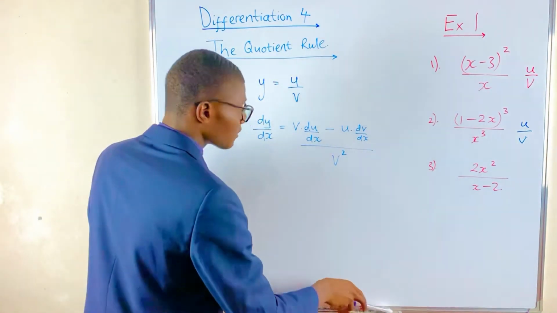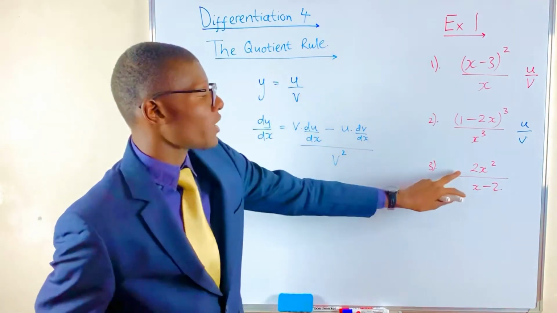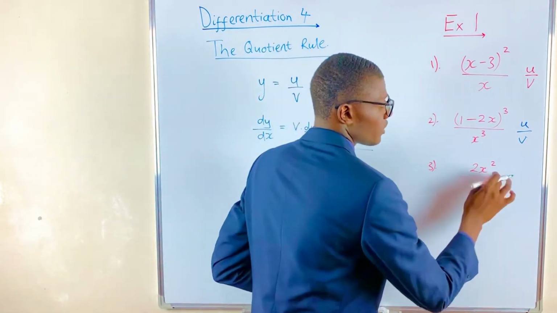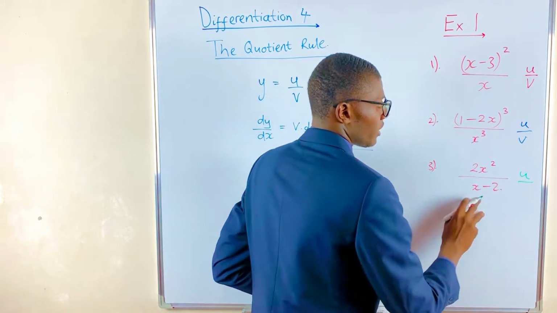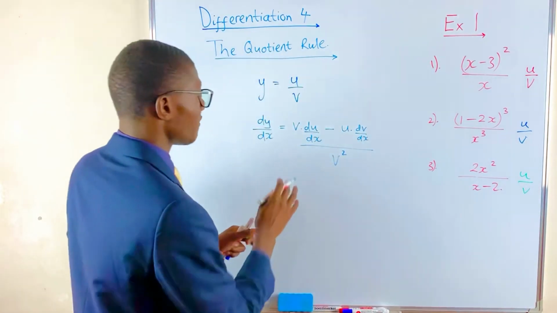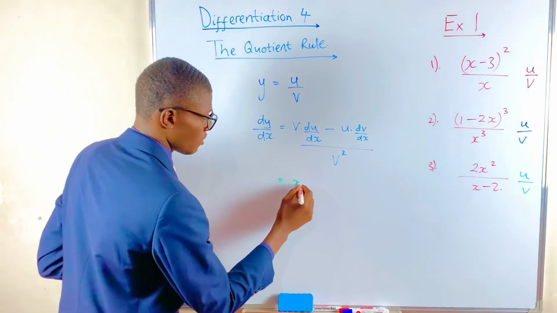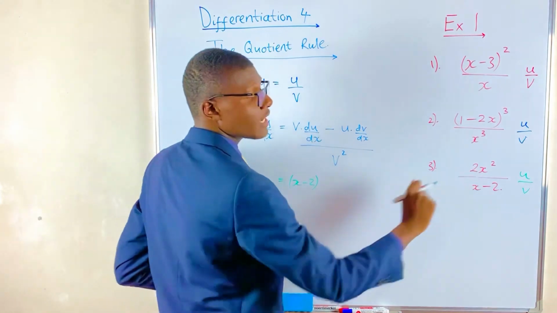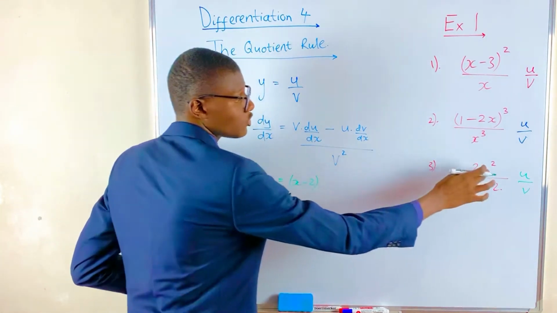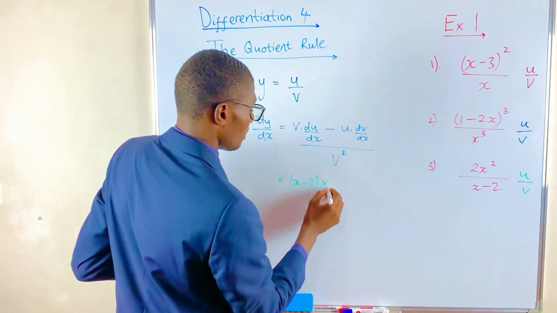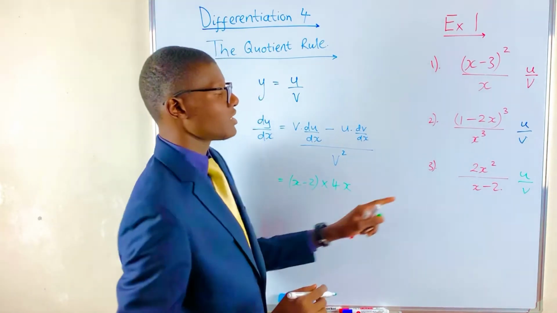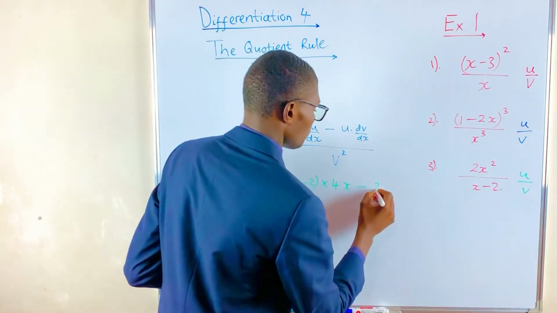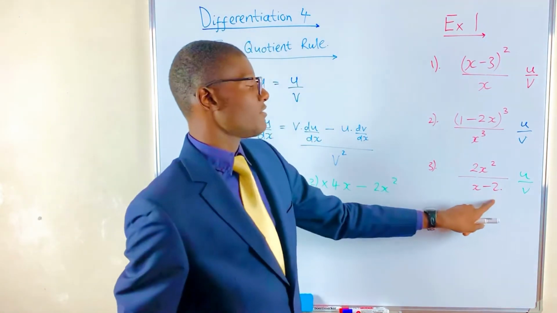Okay, so now for the last part, we're saying we want to differentiate 2x squared over x minus 2, whereby 2x squared is our u, and then x minus 2 is our v. So we're saying v, which is x minus 2, times du by dx. Differentiating the numerator, we are saying 2 times, dropping the power 2, we get a 4x. Subtracting 1 from the power of 2, we get a 1. Then minus u, which is 2x squared, times dv by dx.